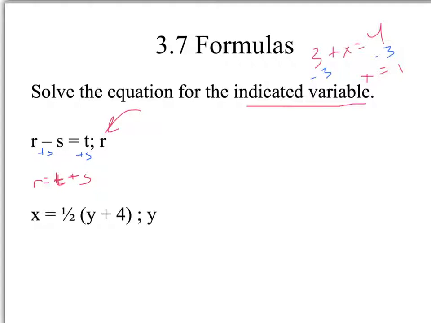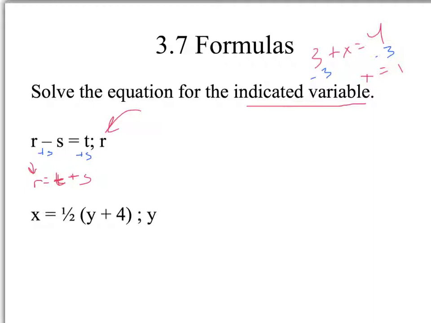I brought that s over, I got it away from the side that my r was on, and I solved for the indicated variable. It may not seem like a solve, but I solved for it. I got r all by itself. Nothing else is there. And that's all we're doing. We're solving for the indicated variable.